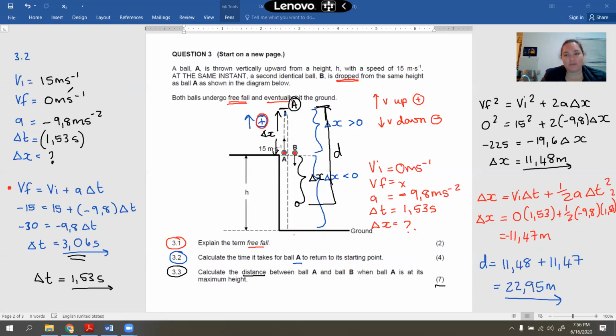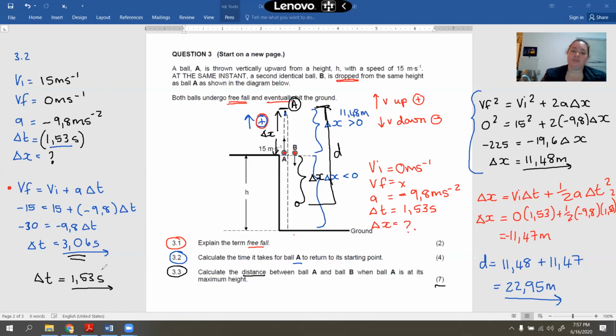It starts at 15 meters per second and ends at 0 meters per second. My acceleration is negative 9.8 meters per second squared. Up, 0 doesn't matter. Acceleration's down, so it's negative. I could even have used the time of 1.53 seconds and got to the same answer using a different equation of motion. So this information went in here for me to work out that the distance ball A traveled upwards was 11.48 meters.